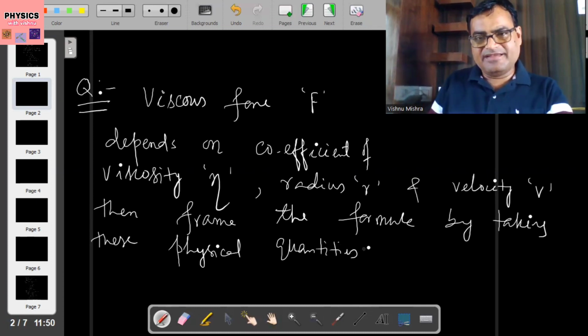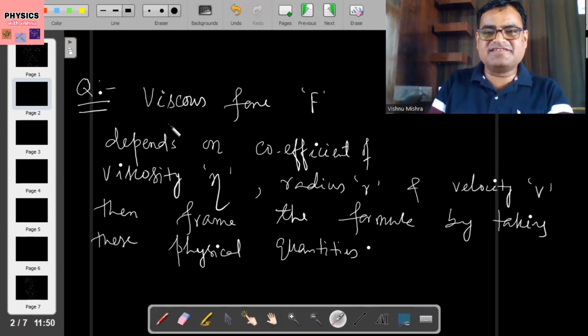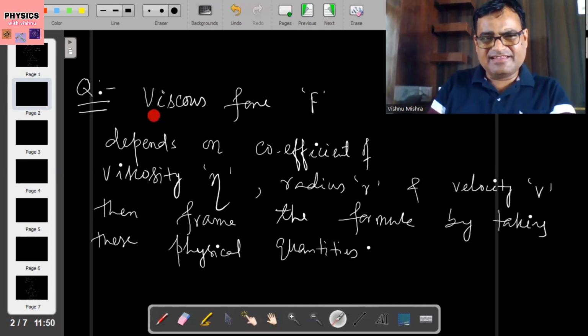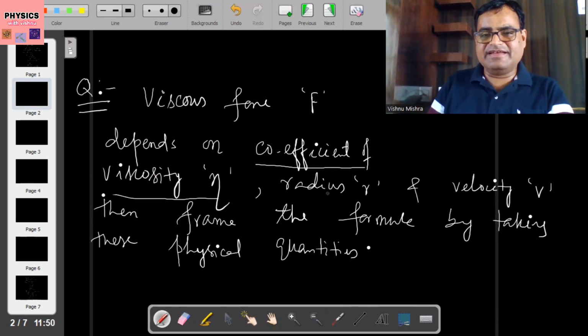How to solve? It seems the words are very hard. Viscous force. You read in the liquid chapter, but I am telling you now what viscous force is. Mustard oil is more viscous than water. Viscosity is a characteristic of the flow of liquid. And the coefficient of viscosity seems to be a very hard word again. Coefficient of viscosity is a constant. Radius, you know this. Velocity, you know this.